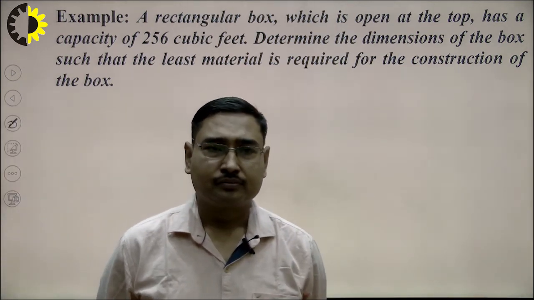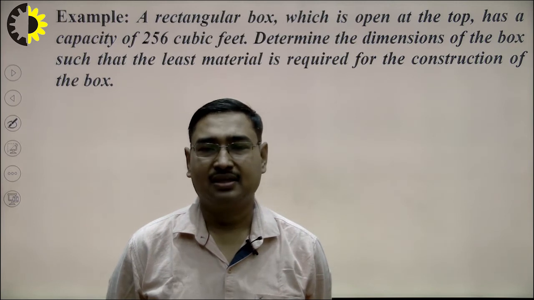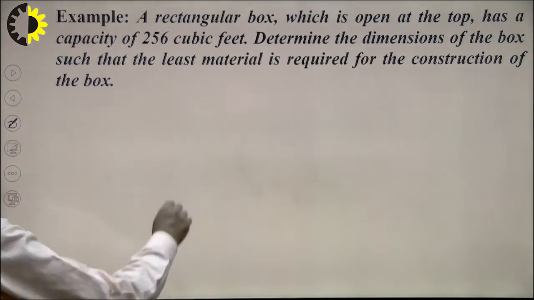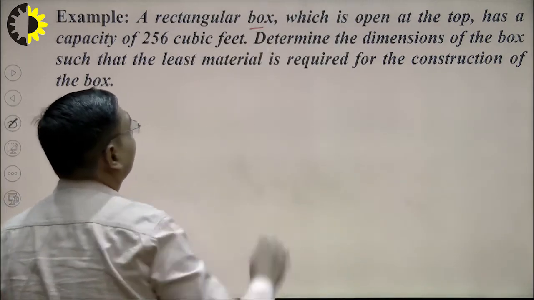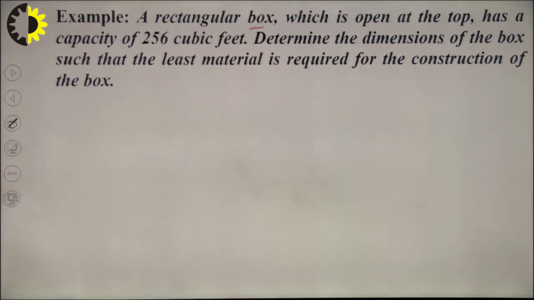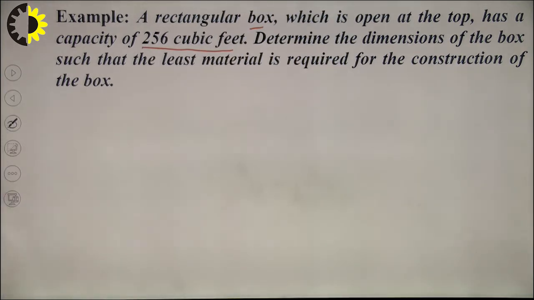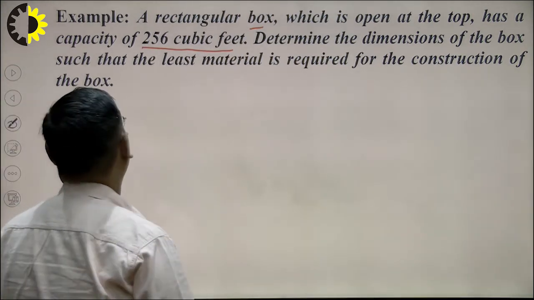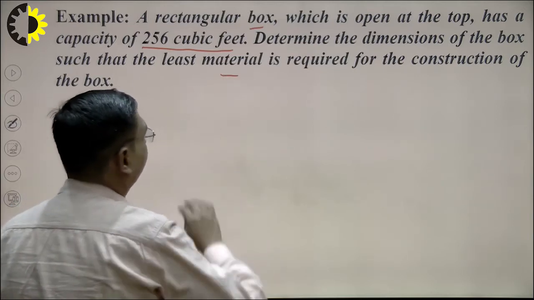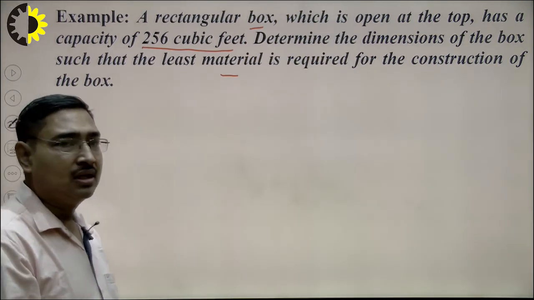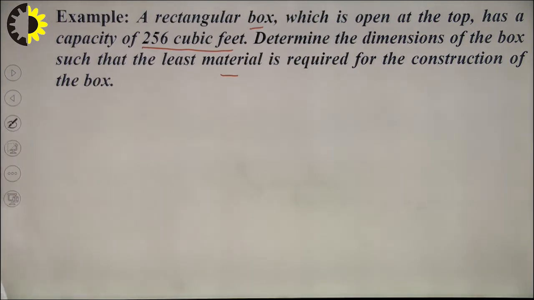Now we move towards the next example. The next example says a rectangular box which is open at the top has a capacity of 256 cubic feet. Determine the dimensions of the box such that least material is required for the construction of the box. We are to construct a box which is open at the top.